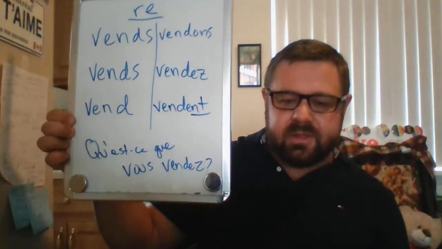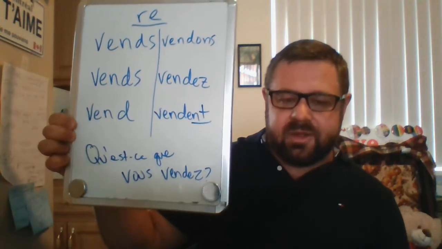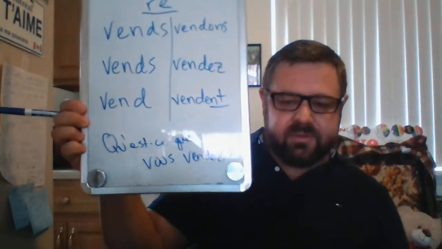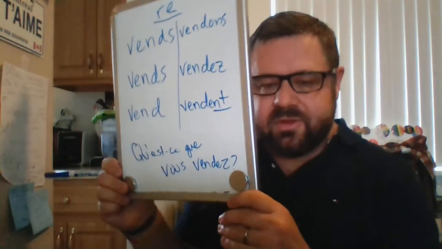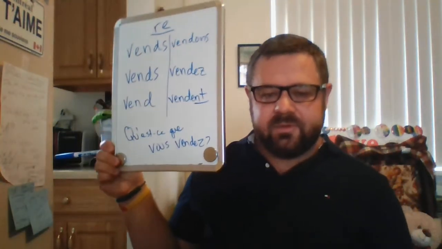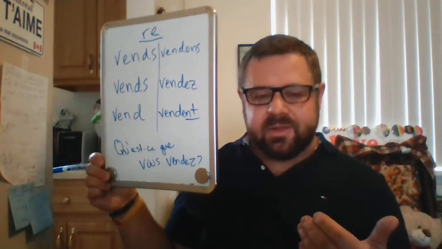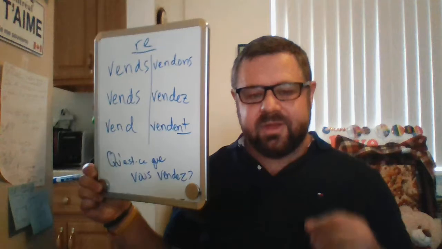Qu'est-ce que vous vendez? This can mean what is it you're selling right now, or what do you sell in general, okay? In French, they don't really make the distinction for the present tense between happening right now, this instant, and in general. So, qu'est-ce que vous vendez? You can say, what do you sell in your store in general, right? Qu'est-ce que vous vendez dans votre magasin? Dans votre boutique? Qu'est-ce que vous vendez? Or, what are you selling right now? Qu'est-ce que vous vendez? All right?